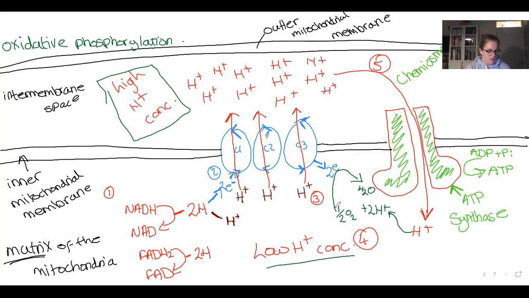Finally, the oxygen from blood, hydrogen ions that have come from here, join together with the electrons that have come out of the electron transport chain, the electron carriers, and form water. Oxygen is said to be the final electron acceptor. So the oxygen accepts the electrons, joins with the hydrogen and makes water. So let's look at those final ATP then.